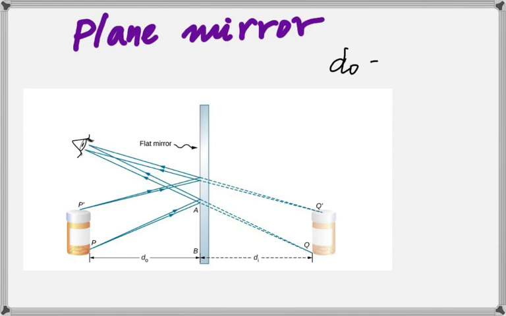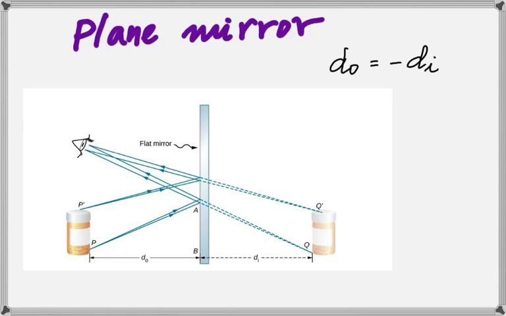And what is the relation between DO and DI? Still equal? Thank you. Somebody said negative. DO is equal to negative DI. If you still say it's equal, you're still like the common people. If you say DO is equal to negative DI, that makes sense.